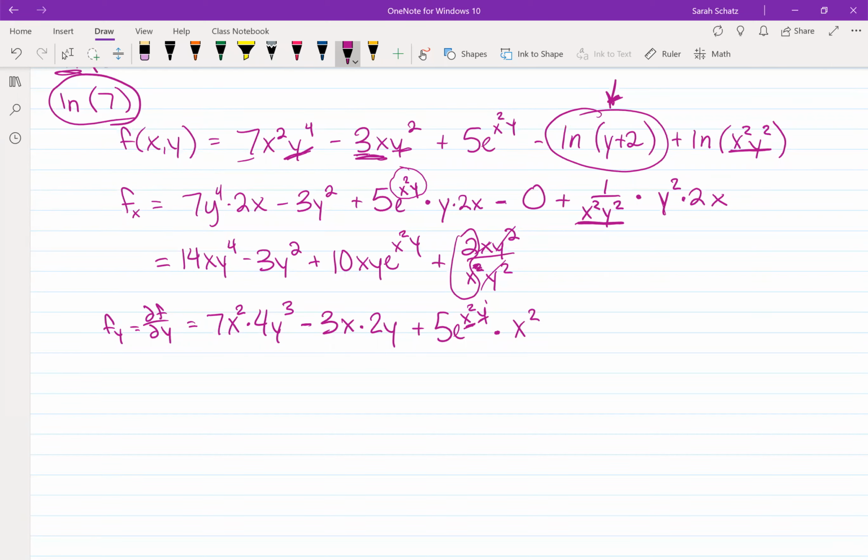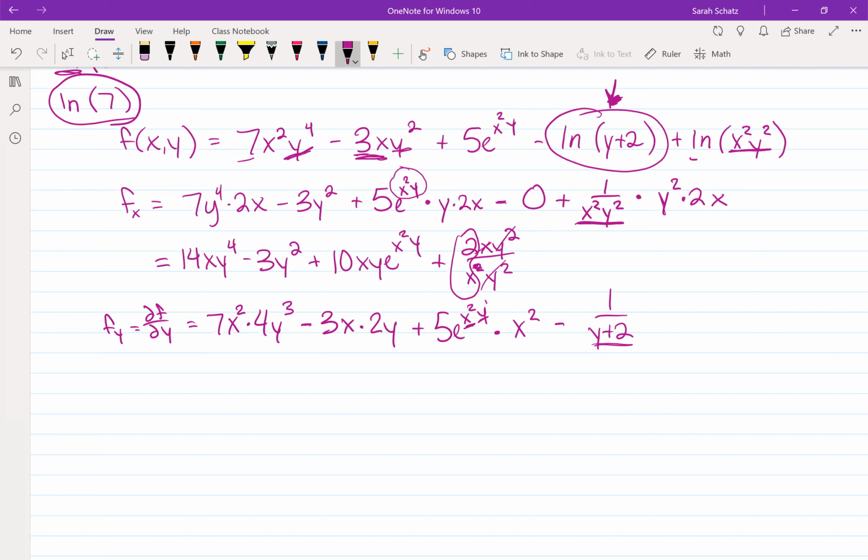I get to take care of this natural log now because I'm going with respect to y and it happens to have a y in it. So you guys, I get minus 1 over y plus 2. And you guys, on the chain rule here, the derivative of y plus 2 is just 1. So I'm just going to leave it like that.